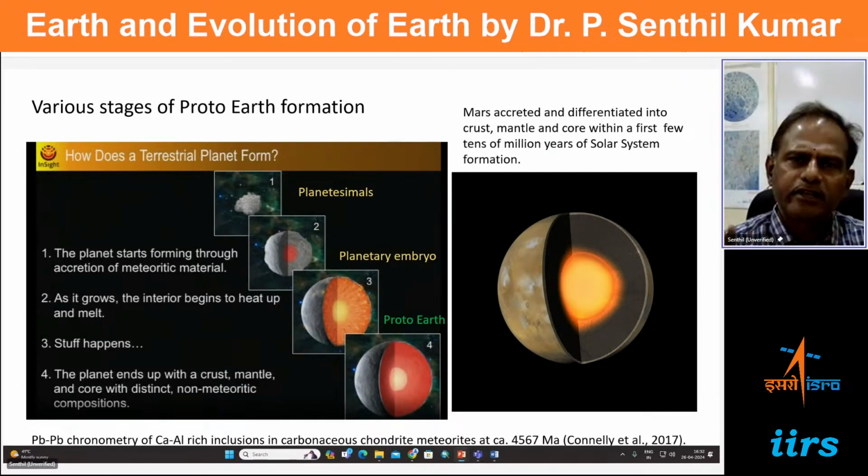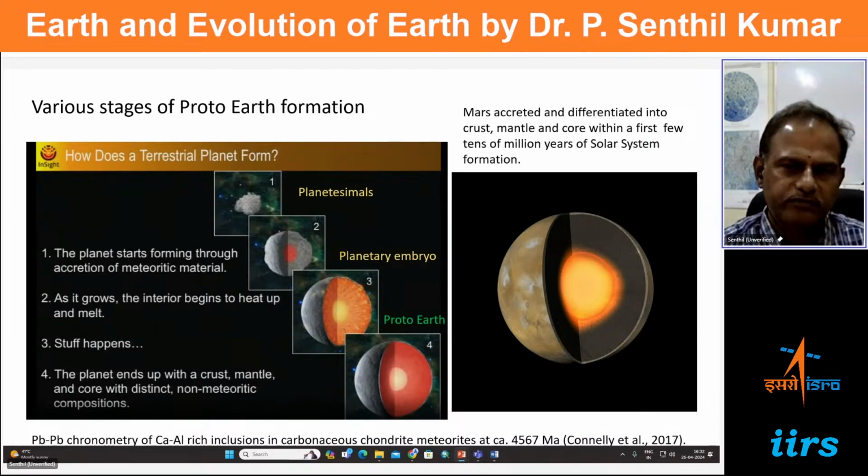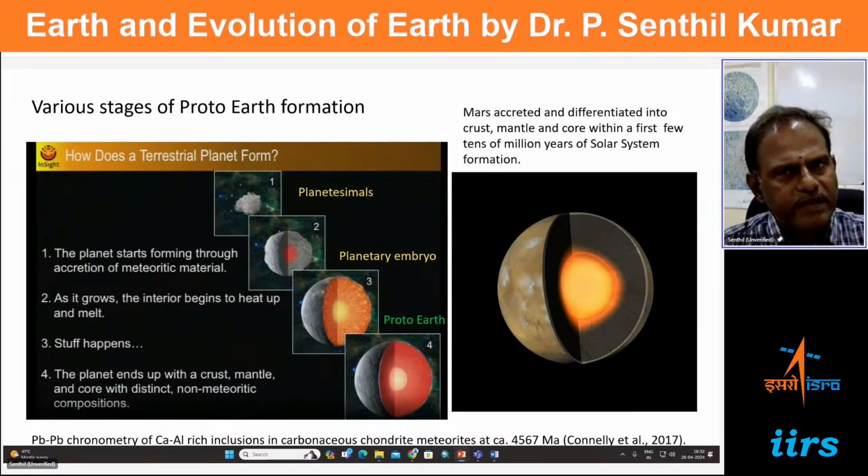This is happening within 10 million years of time, less than 10 million years. So very quickly it happens. It happens the same way for Mercury, Moon, and also for Mars. So these stages are quite uniform between the planets.